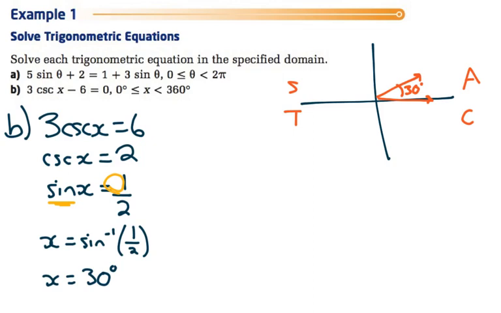That's quadrant 2, S. We need to draw a 30-degree angle into quadrant 2, and that angle is always from the x-axis. The actual size of that angle is measured from standard position, so like that. In this case, it would be 180 minus 30, so the second angle would be 150 degrees.